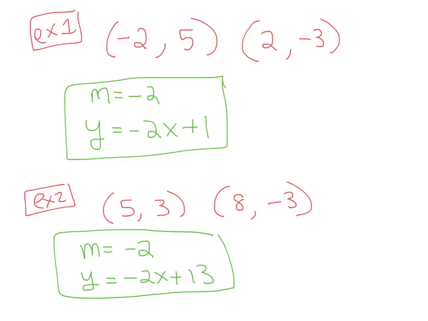So here are the answers. For example 1, your final answer in slope-intercept form should be y equals negative 2x plus 1. Your example 2 answer should be y equals negative 2x plus 13. If you got both of these right, you definitely can stop the video and you are done. If you haven't, then you should definitely keep watching the video to see if you can find where you went wrong. So here we go.